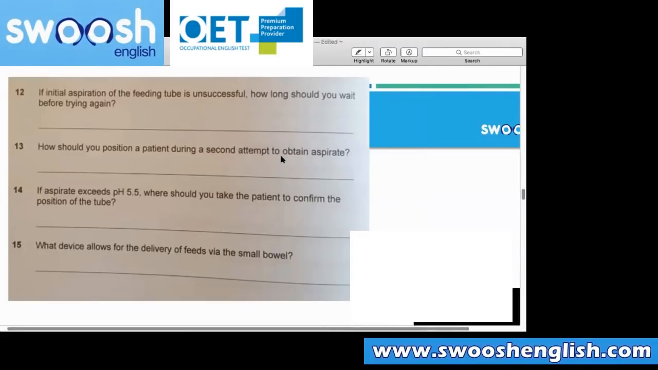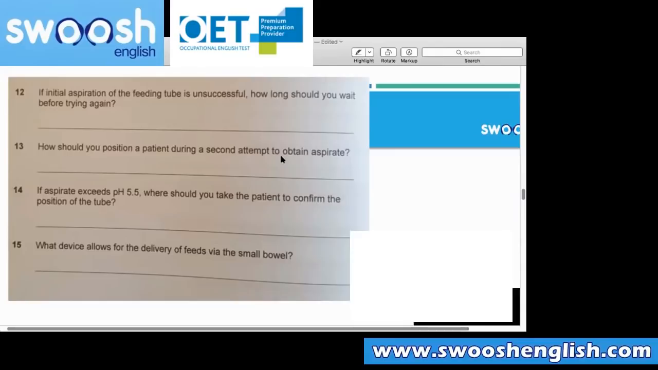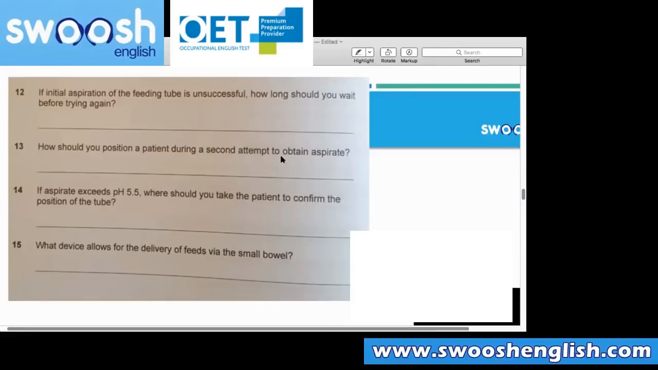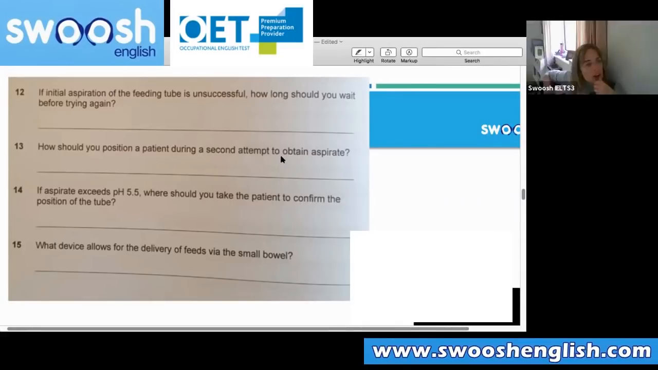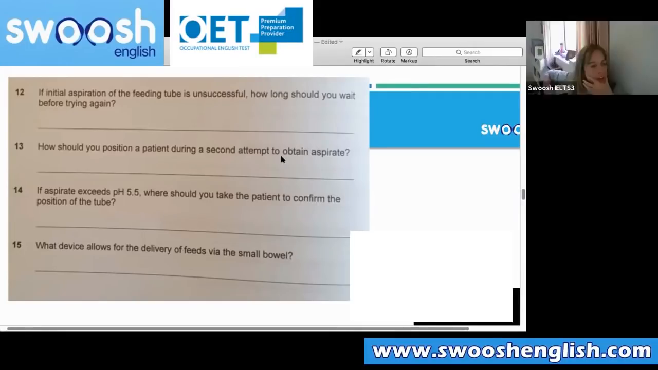Advance or withdraw the tube 1 to 2 centimeters. Sorry, which one are you answering? Number 13. Yes, and what was your answer again? Advance or withdraw the tube 1 to 2 centimeters. How should you position a patient? So you're putting a patient into a certain position. Okay, so how should you position a patient?